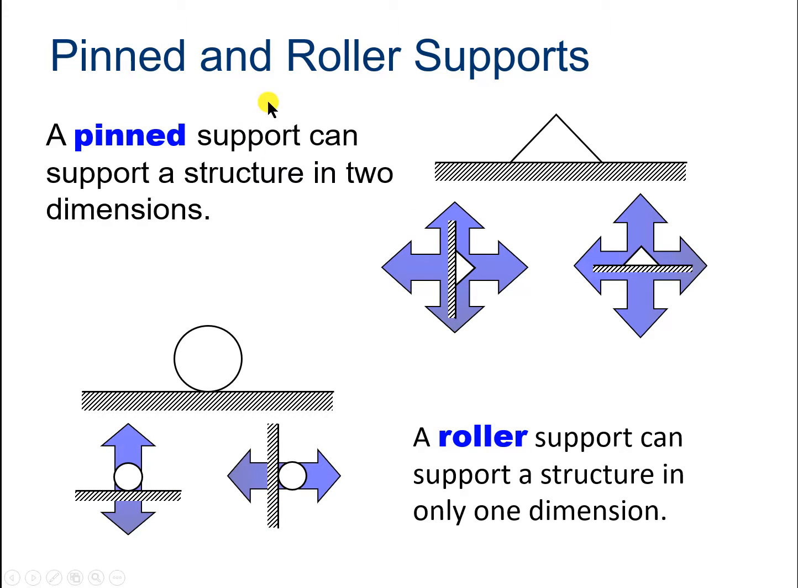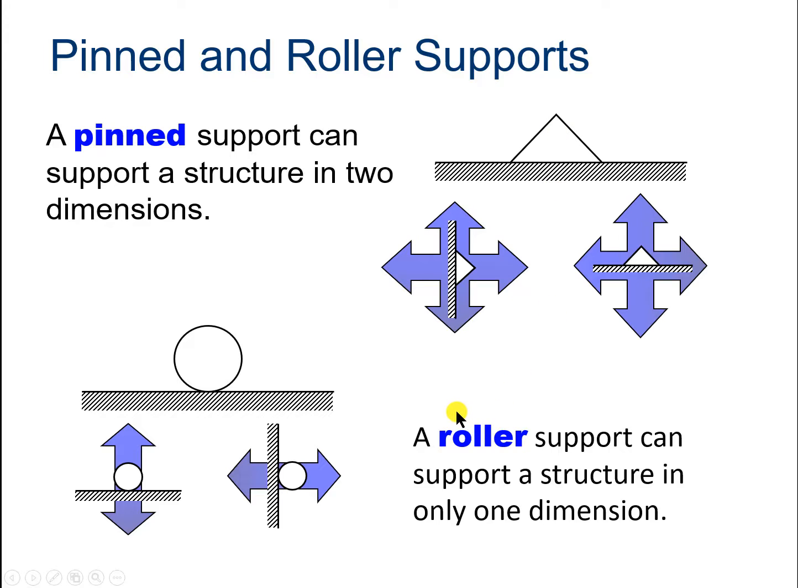Pinned and roller supports. So all of our bridges are going to be supported at their ends by a support, a reaction force of the earth on the bridge. And there are two types. There's a pinned support, and a pinned support can support a structure in two dimensions. And by that I mean it will apply a force in the horizontal and the vertical direction. It really pins down that edge of the bridge, that end of the bridge.